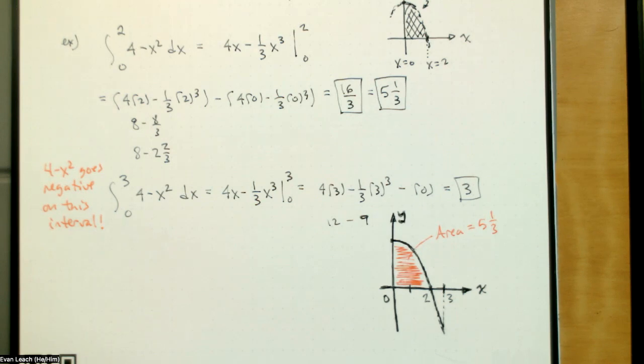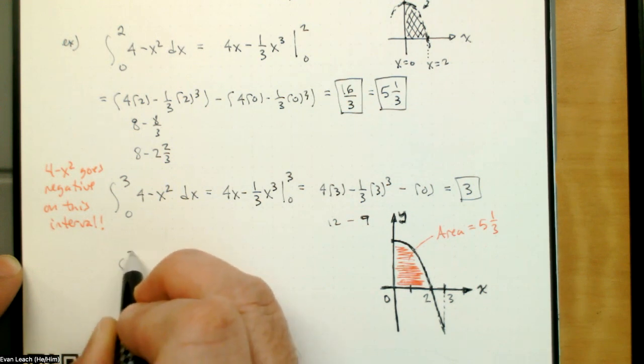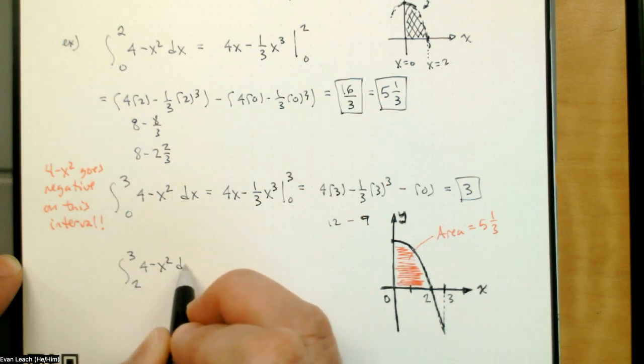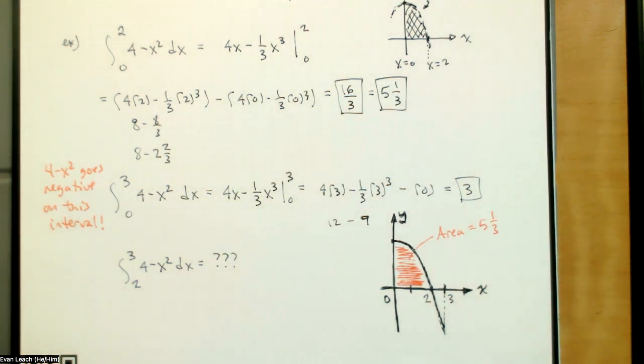The explanation is very simple, and all I have to do is tell you right now what that explanation is. Or I could just cut to the chase and say, this is what I want you to think about. I want you to figure out what's going on with this area. And here's one thing that might help: find the definite integral from 2 to 3 of 4 minus x squared dx. And then think about this picture.